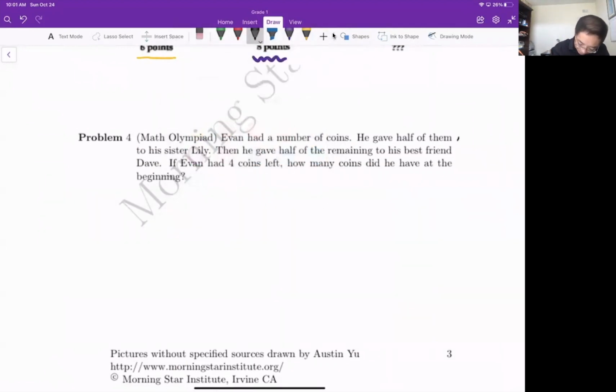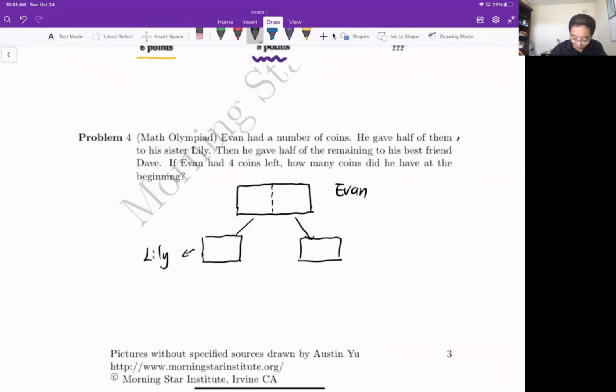Okay, so let's draw a picture. So say this is what Evan had at the very beginning. Now first, he divided it into 2 equal parts, right? So one part and another equal part. So one part he gave to Lily.